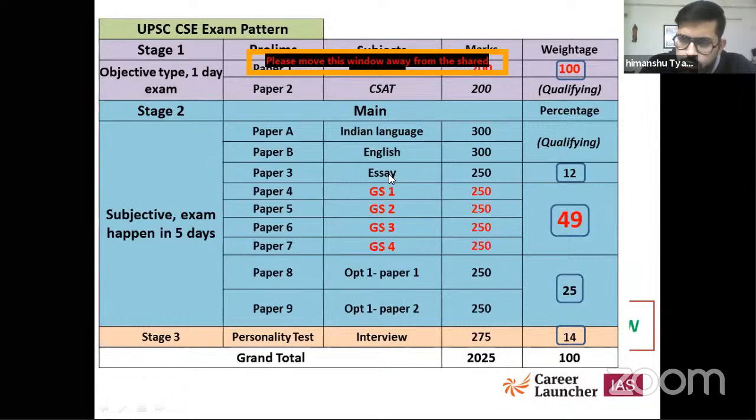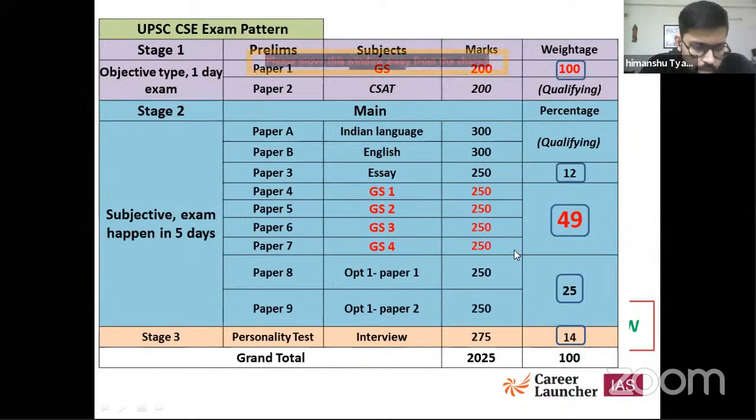The first is an essay paper where you have to write a long essay. Then there are 4 papers for general studies, and then there are 2 optional subject papers. You have to choose one optional subject, and there are 2 papers of the same subject. All these papers are 250 markers. So a total of 1750 marks are allotted to the main examination.